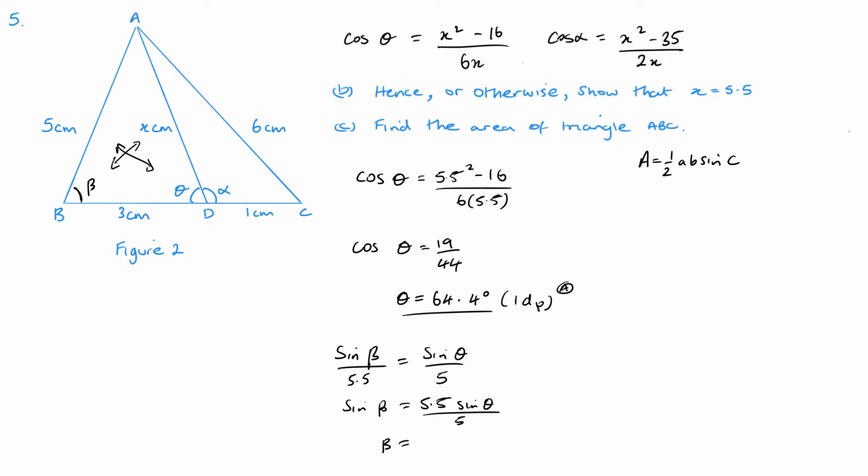divided by 5. So this gives me 0.99. Shift cos. And I get a very small angle, 7.18. Yeah, it felt wrong, and I just double checked it. I don't know what I did there. I must have hit Shift cos. So it's 82.8 degrees, and that is to 1 decimal place.